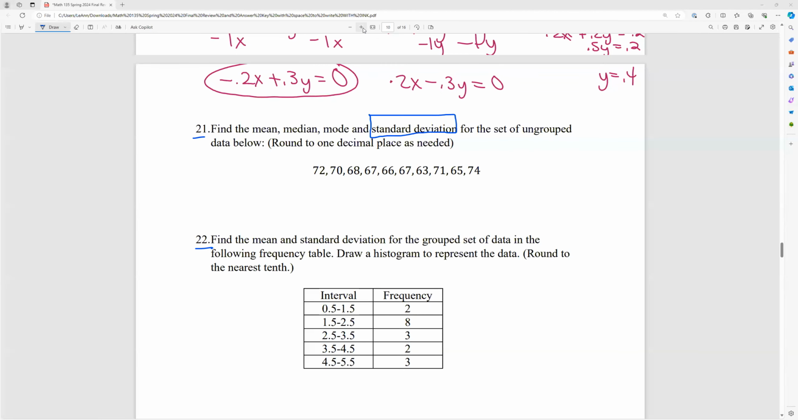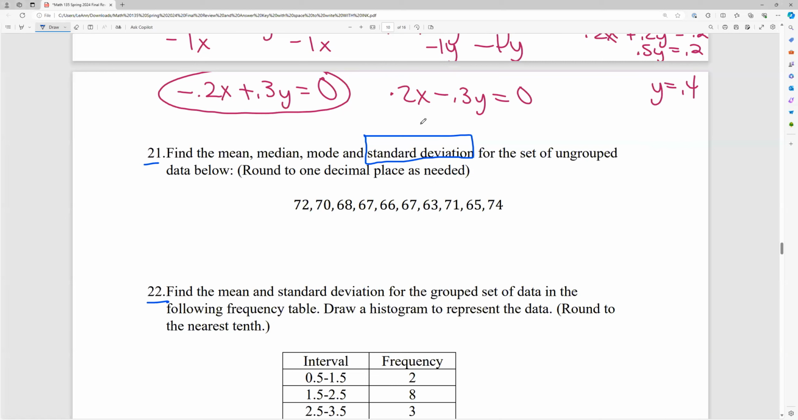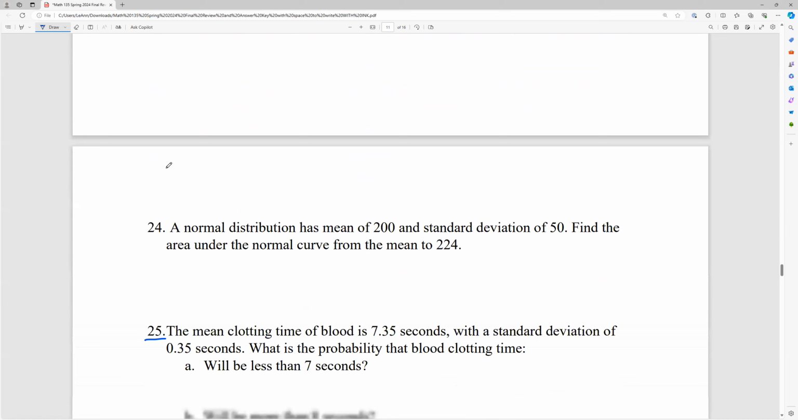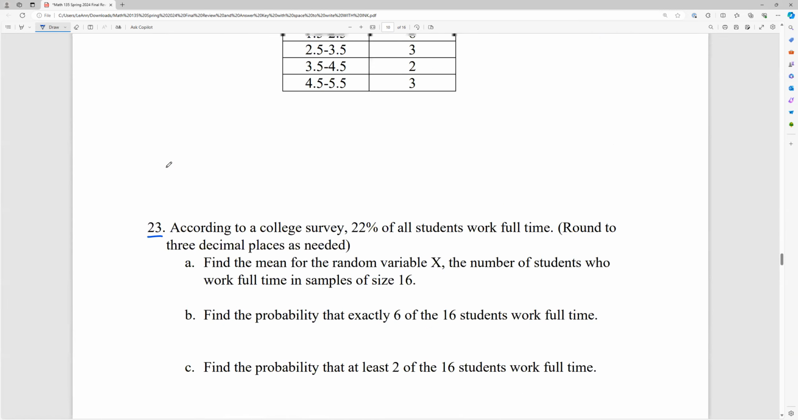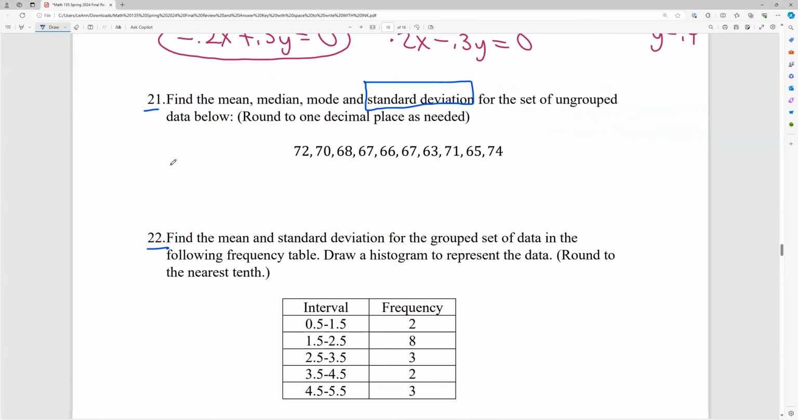All right, this is the continuation of our discussion from class today. We had a few questions on our review time that we did not get to. So I have them marked here. We needed to do the standard deviation part of number 21, 22, 23, 25, and 26. All right, so let's look at this.